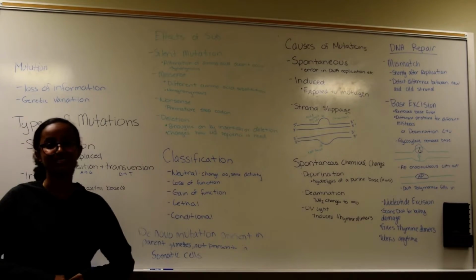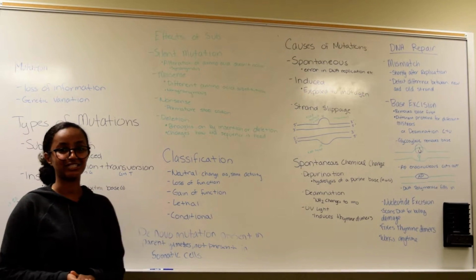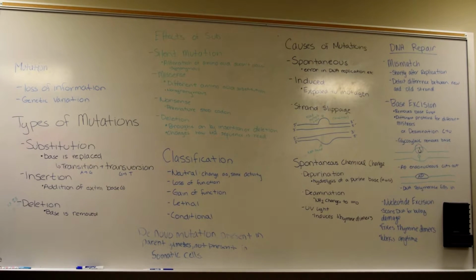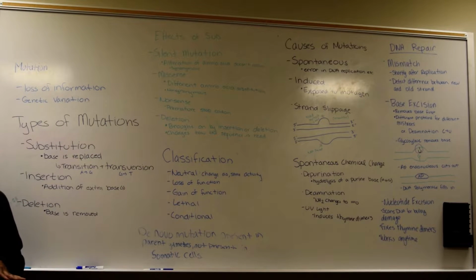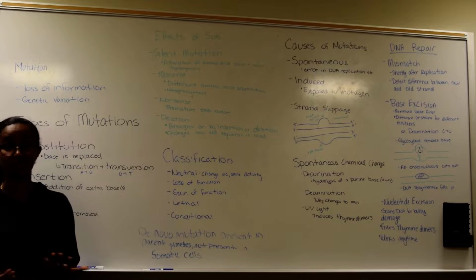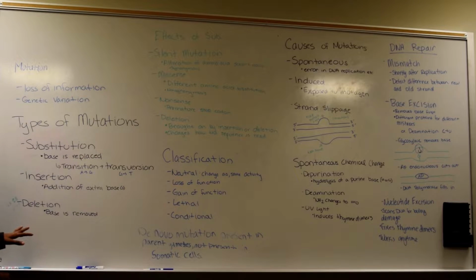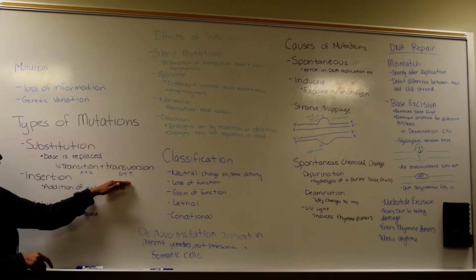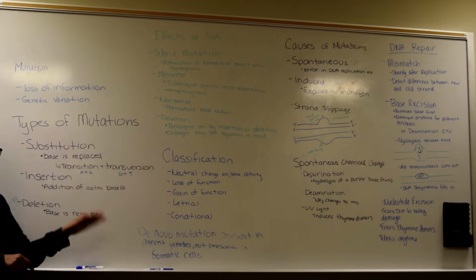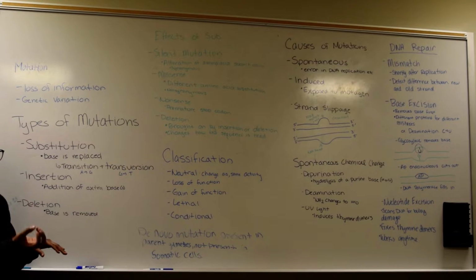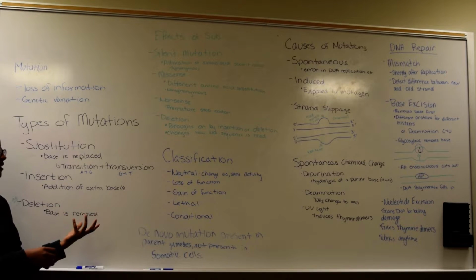So today we're going to talk about DNA repair and mutations. A mutation in DNA can lead to a loss of function, but can also give rise to genetic variation. There are different types of mutations, including substitution, where a base is replaced, and there are two types. It can be transition or transversion. In transition, you'd have a purine switch to a purine, and in transversion, it would be a purine to a pyrimidine and vice versa.